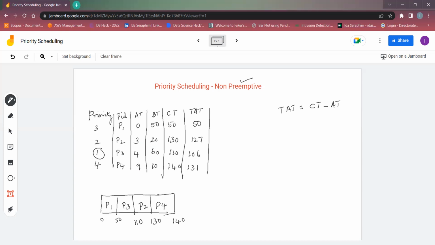Okay, the next one we have to find out is the waiting time. You know the formula for waiting time also. Waiting time is equal to total turnaround time minus the burst time, right? We have the total turnaround time and the burst time also. Subtract and take the values. So total turnaround time 50 minus burst time 50 is 0. And then 127 minus 20 is 107.